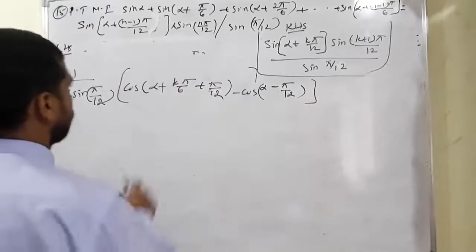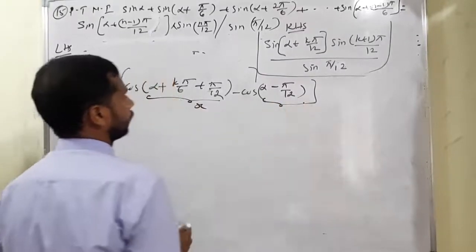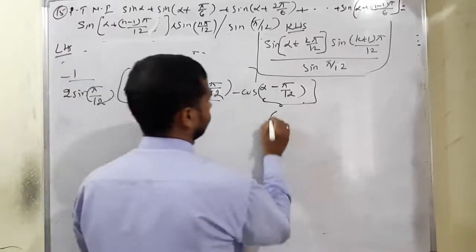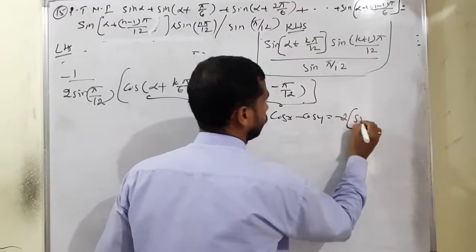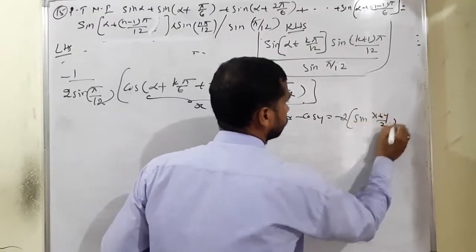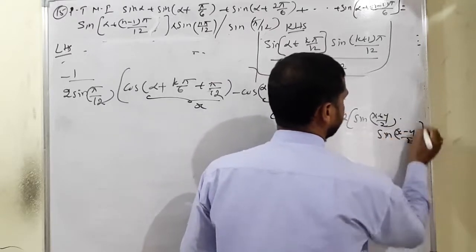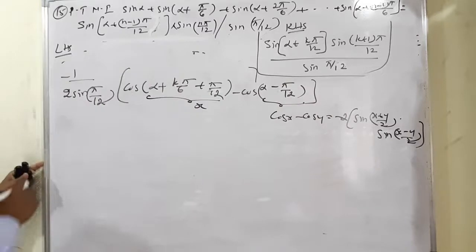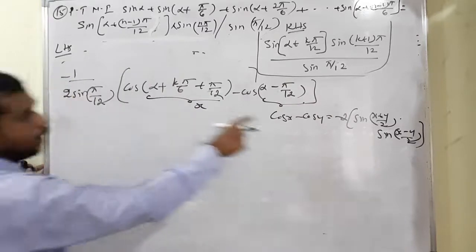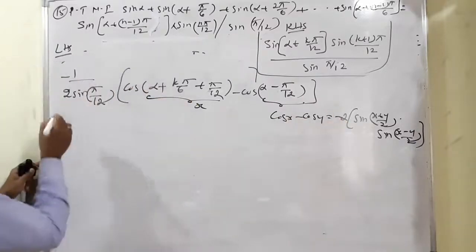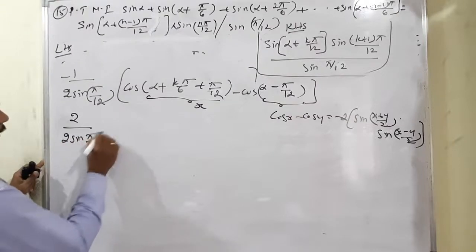So next step, another trigonometric formula. This whole term consider for x, whole term consider for y, means cos x minus cos y. Cos x minus cos y is equal to minus 2 into sin of x plus y by 2 into sin of x minus y by 2. So already outside minus 1 by 2 is present, so here also minus. Therefore minus into minus cancel. Therefore 2 by 2 sin pi by 12.